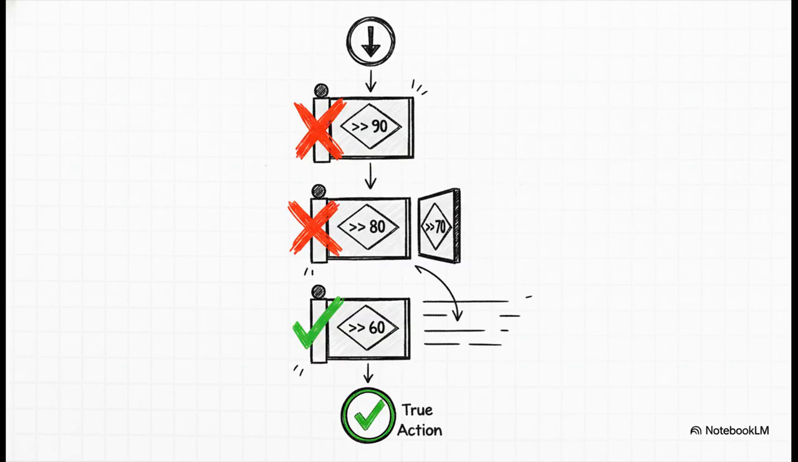The way this works is the computer reads it from top to bottom. It first checks, is the score greater than or equal to 90? If that's false, it just moves on to the next question. Okay, else if the score is greater than or equal to 80. It keeps going down the line until it finds the first condition that's true, it runs that code, and then it skips the rest of the block completely.